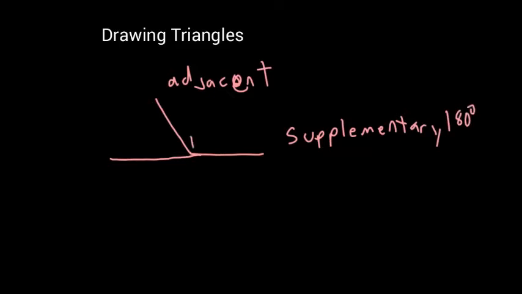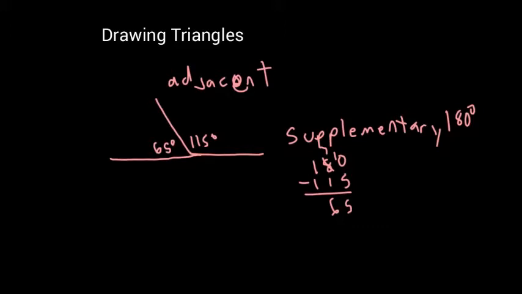So if this one is 115 degrees, we would take the 115 and the 180 and subtract them to find that missing angle and get 65 degrees. So this angle would be 65 degrees.